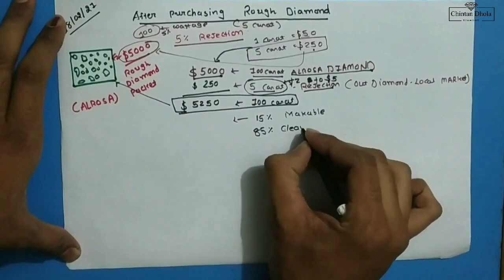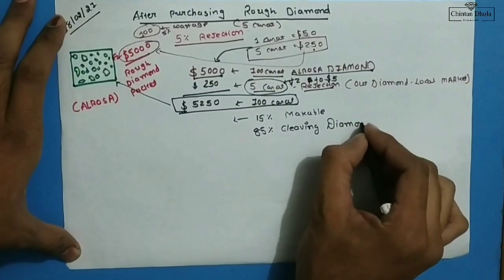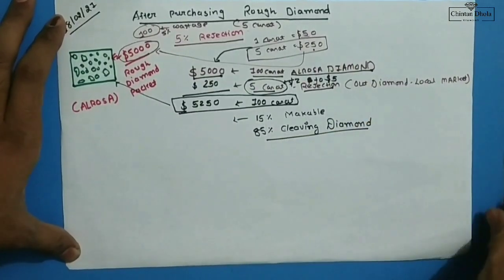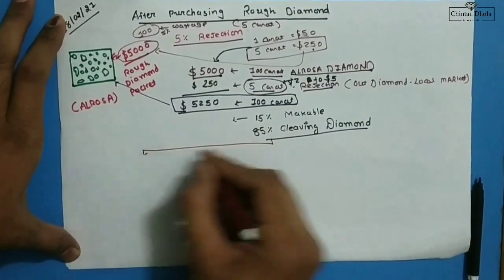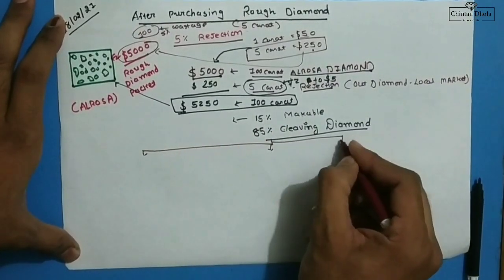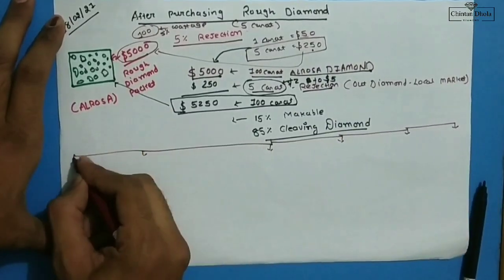cleaving diamond. Okay, now I will tell you what is the exact cleaving process. In the cleaving process you have two different types of process. Fundamentally I will tell you each and every step.